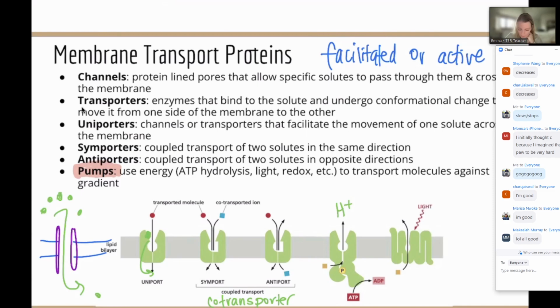This is another example of what could be considered a transporter, but in this case using energy in the form of light to move this orange molecule from one side to the other. Typically, if we're using energy, we are thinking about going against the chemical gradient. It's a more than likely chance, but it's not 100%. So it's important to keep that in the back of your mind.